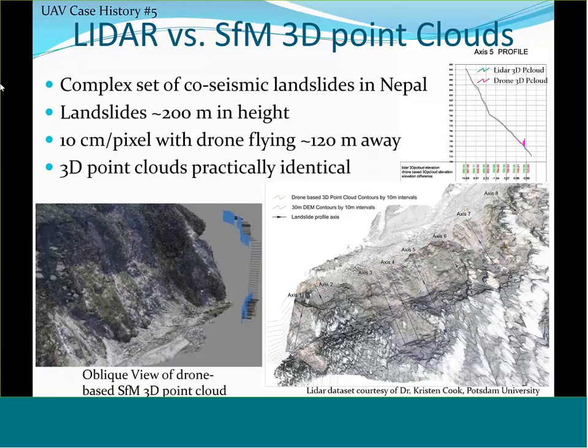At the lower right of the slide, you can see essentially the 3D point cloud. And at the top right of this slide, there is a cross-section, just one of them, cross-section number 5, through the 3D point cloud. And with the pink, you can see the structure from motion, drone-based 3D point cloud. And with the green is the LiDAR 3D point cloud. And I hope you agree with me that for all practical purposes, these 3D point clouds are identical, which is very exciting.